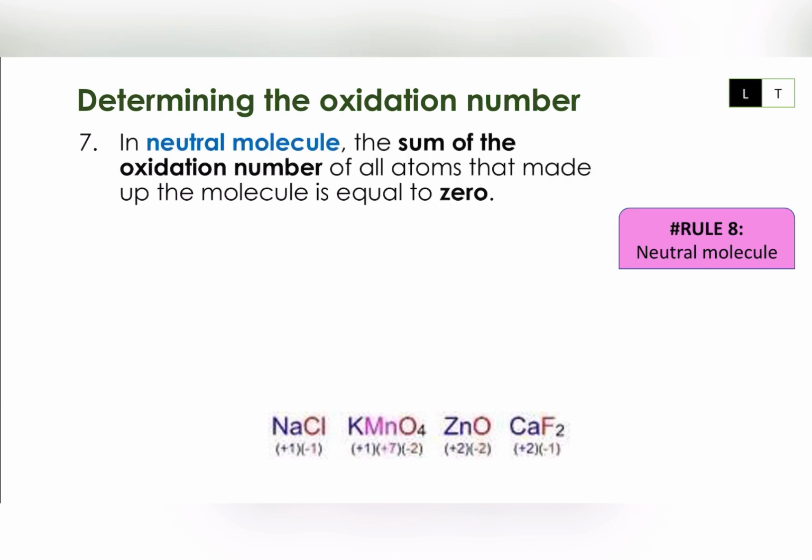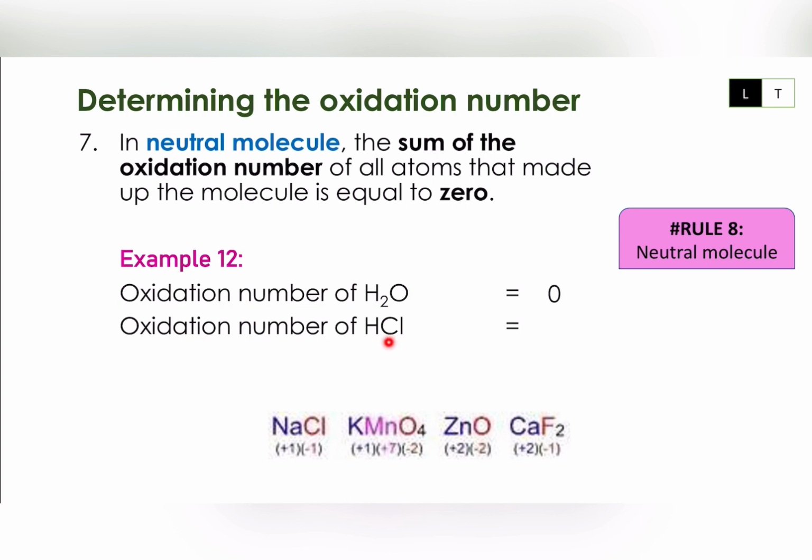In a neutral molecule, the sum of all oxidation numbers for all atoms that make up the molecule is equal to 0. You have a few examples here. The oxidation numbers in H2O all add up to 0. Same goes for HCl: positive 1 for hydrogen, negative 1 for chlorine. When you add up, it will be 0. And same with KMnO4, you will have 0.